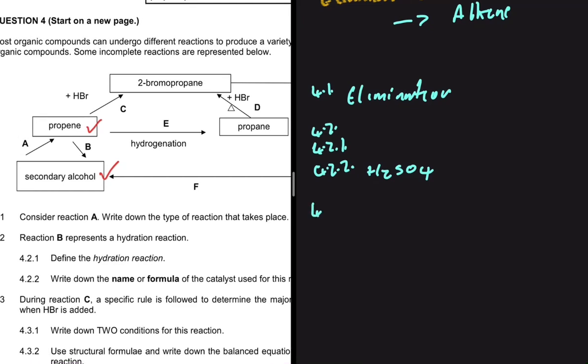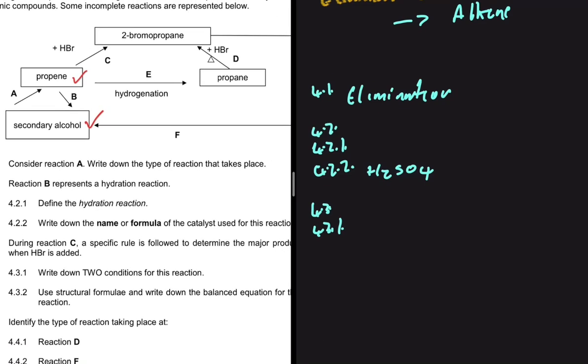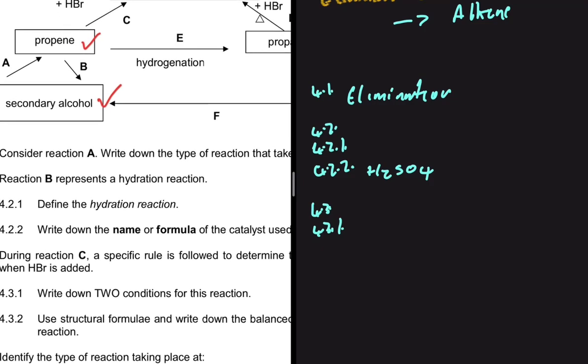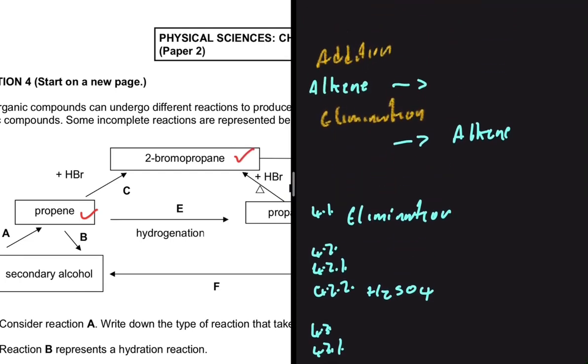Let's look at 4.3 and 4.3.1. During reaction C, a specific rule is followed to determine the major product when HBr is added. Let's look at reaction C. So for reaction C, we're starting with propene and we end up with 2-bromopropane. So let's go back to our conditions. Do we start with an alkene? Yes, we do. So we know that reaction C is supposed to be an addition reaction.